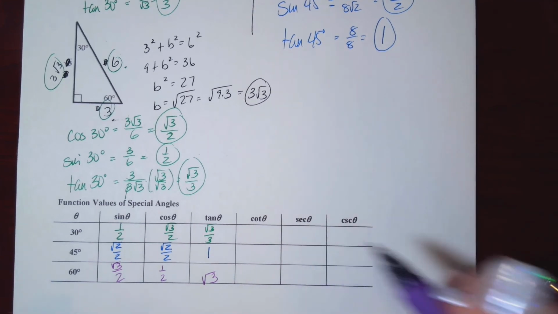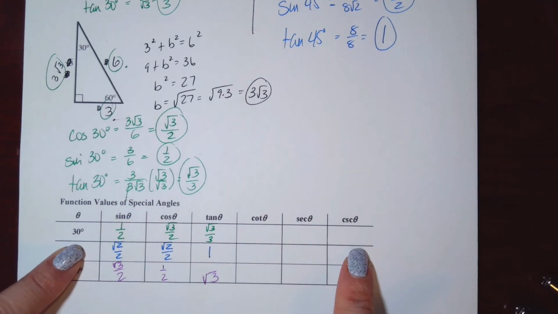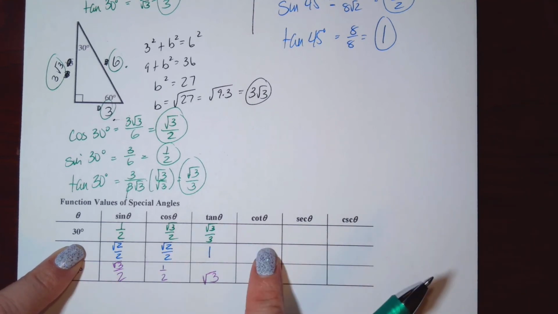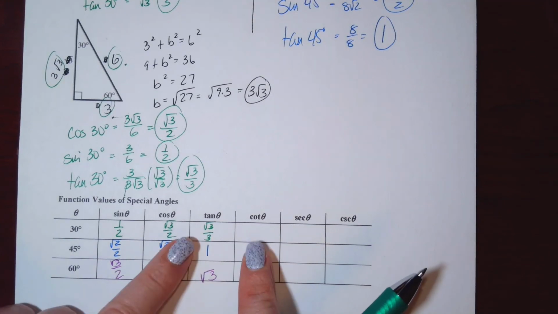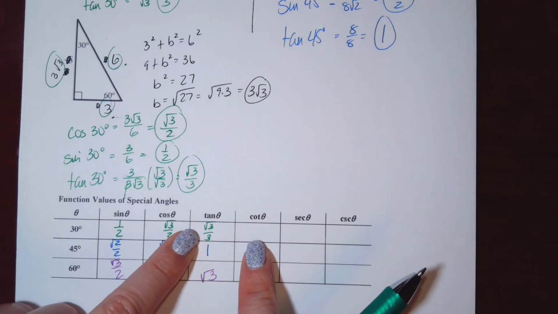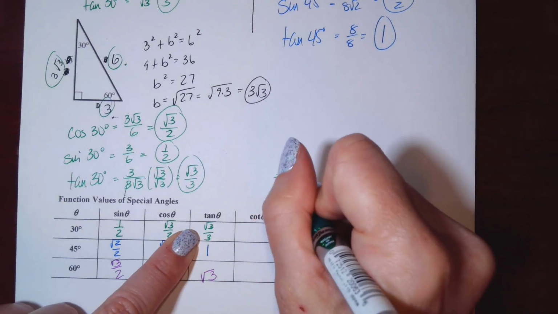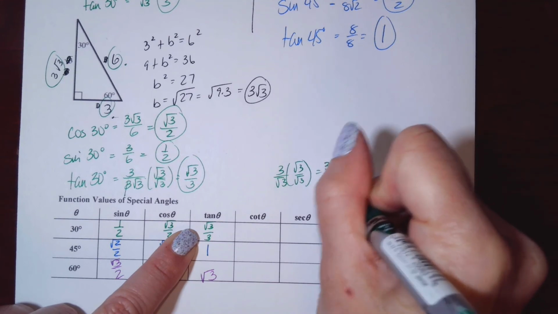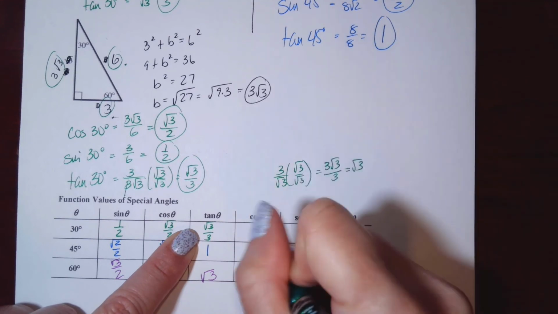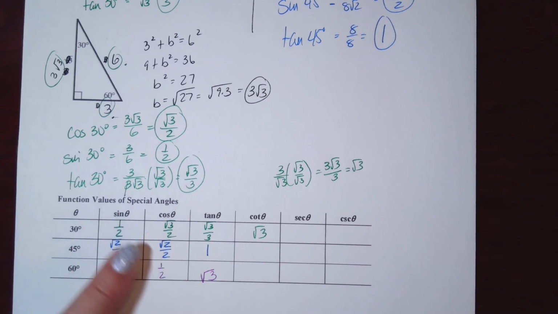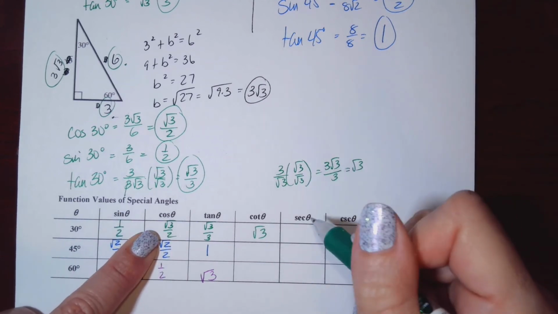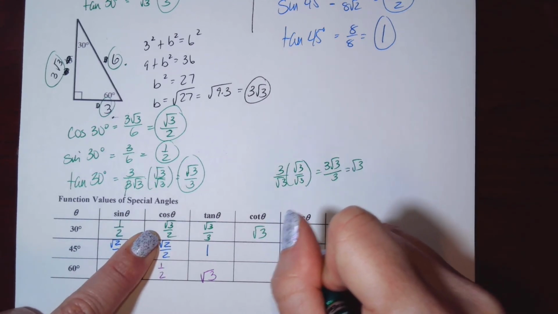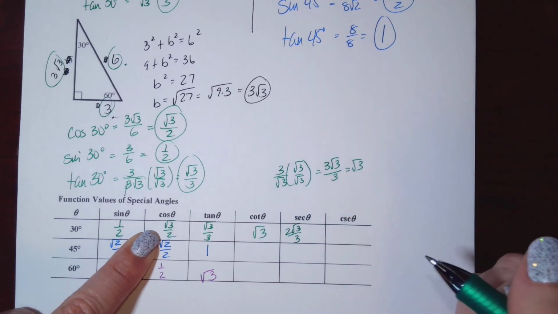We're going to work through them for the 30-degree angle, and then I'm going to fill them in, and I want you to come back later and make sure you understand, or you can pause the video and fill them in. Okay, so if I take the reciprocal of tangent to get to cotangent, I have 3 over square root 3, which just simplifies to be square root 3. The reciprocal here, I'm going to flip it and then rationalize it. It becomes 2 square roots of 3 over 3.